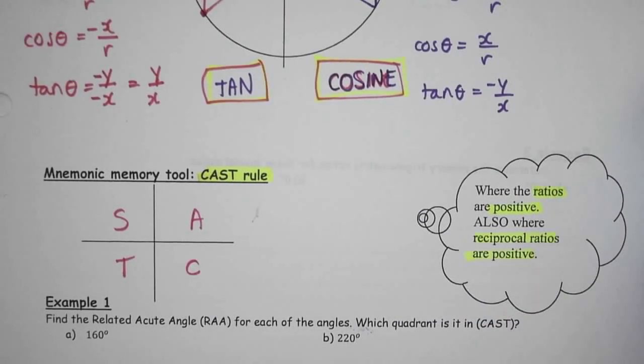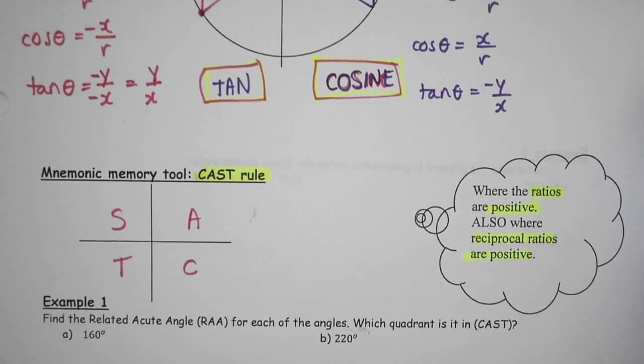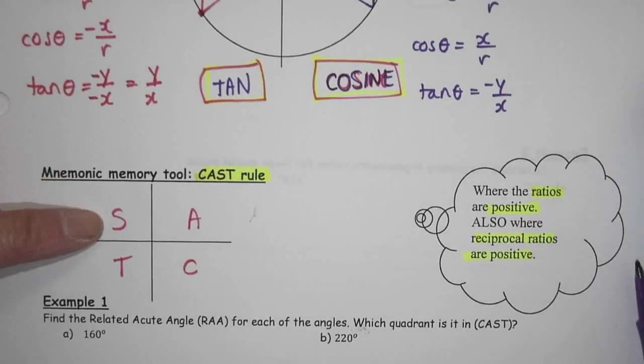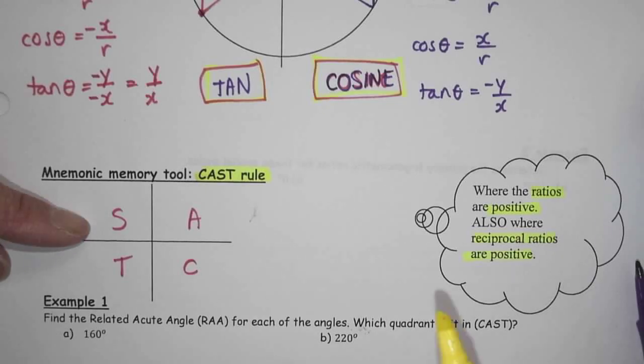And the reciprocal ratios. So where would cosecant be positive? Cosecant is the reciprocal of, is it sine or cos? Cosecant is the reciprocal of sine. So it would also be positive with the sine. So cosecant, remember, it's the same ratio as sine, except instead of O over H, it's H over O.